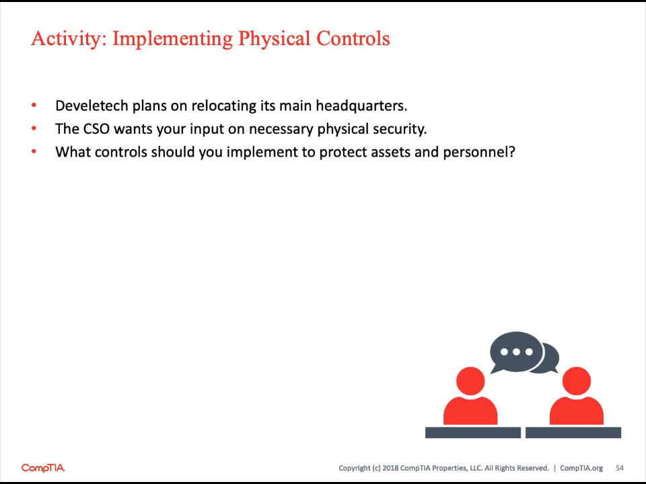Implementing physical controls is our final activity for this chapter. Developtech plans on relocating its main headquarters. The CSO, that being the Chief Security Officer, wants your input on necessary physical security. What controls should you implement to protect the assets and personnel of your organization?